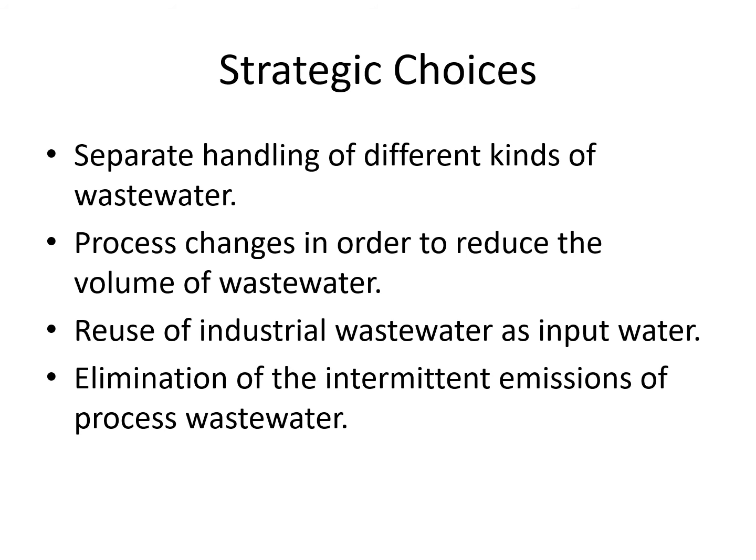Separate handling of different kinds of wastewater in order to reduce volume of wastewater. Reuse of industrial wastewater as input water. Elimination of the intermittent emissions of the process wastewater. ये वो ऑप्शंस हैं जो कि हम अडॉप्ट कर सकते हैं. सो सबसे पहले जो है वो क्या है जो कि हमने पहले बात की थी कि हर टाइप का, हर काइंड का वेस्ट वाटर अलग अलग हैंडल किया जाए.